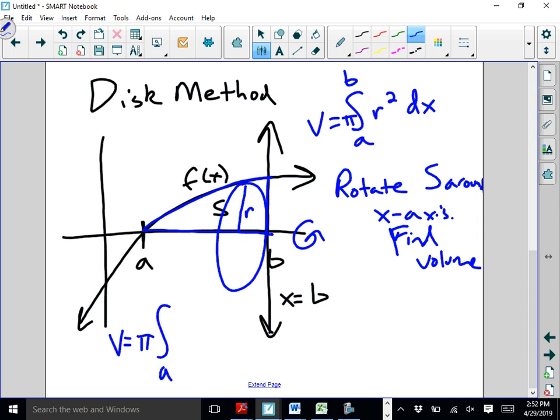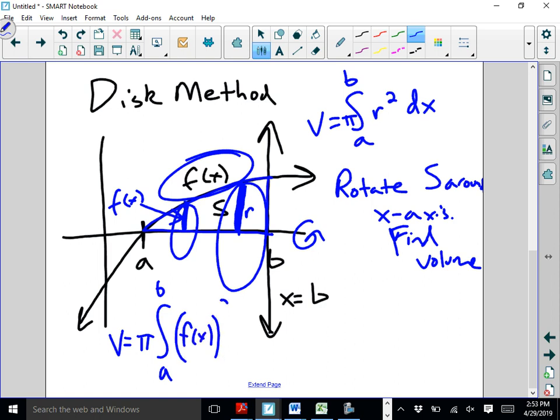This distance right here is different, right? This radius is smaller, this one's bigger. Depending on where I am, the radius is always changing, but it is always the length f of x. The distance from the function f of x to the x-axis is f of x. So I have to square that because that's my radius. So it's f of x squared dx. There's no big radius and little radius here because it's a solid figure.